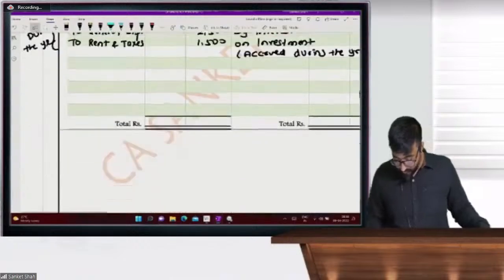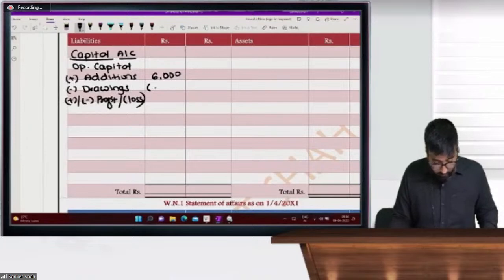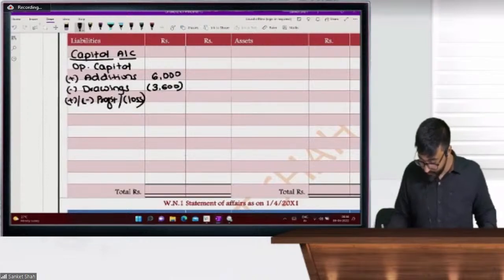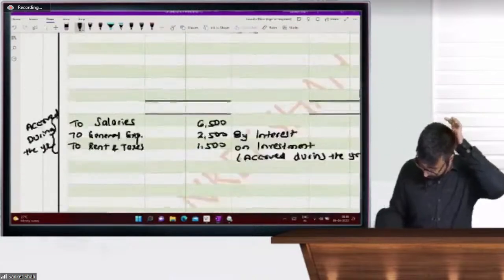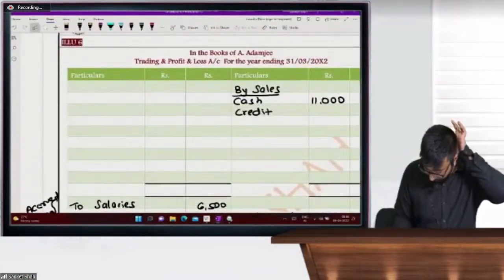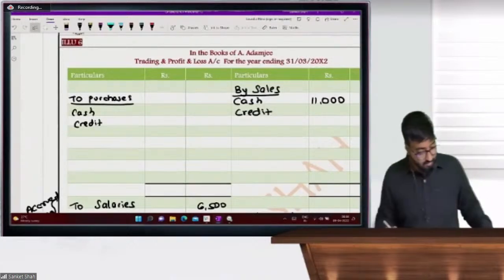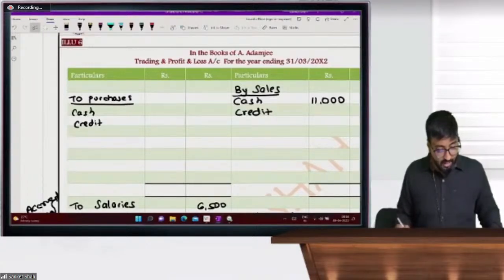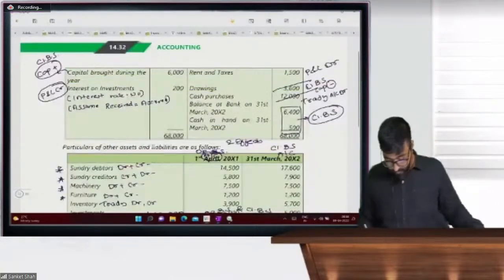Drawings. Drawings is minus from capital. How much? 3,600. Are you sure? Yes. Cash purchases. Pro forma. Please keep the first line for opening stock, two purchases on the second line. Underline cash, credit, cash. $12,000.